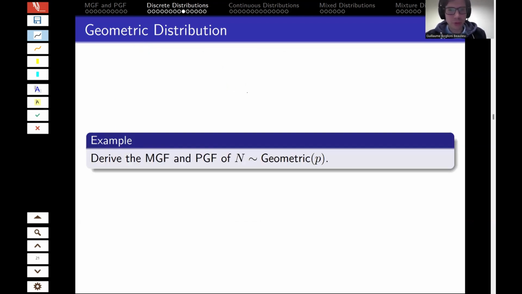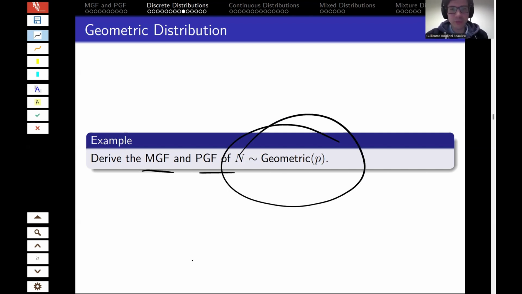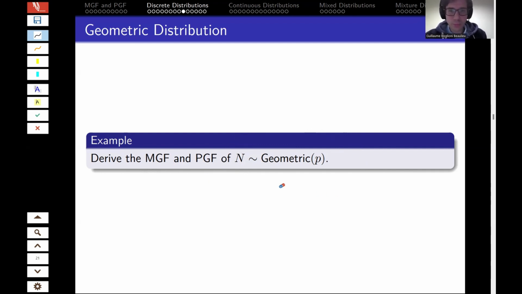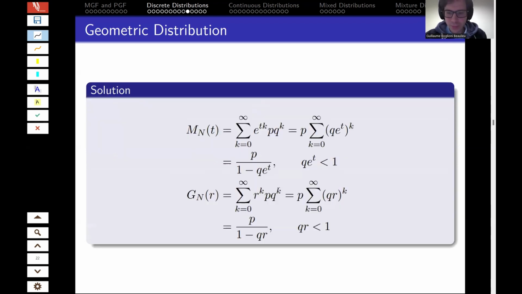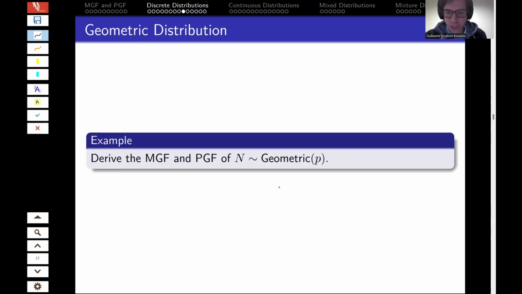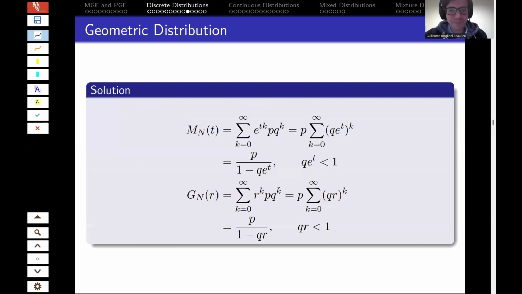A bit of work for you to do. Can you derive the MGF and PGF of a geometric? I encourage you to do it yourself at home or, well, wherever you happen to be while listening to this video, on the train or at the beach or in a coffee shop. But if you don't want to do it, or you've just done it and you want to check, let's review.